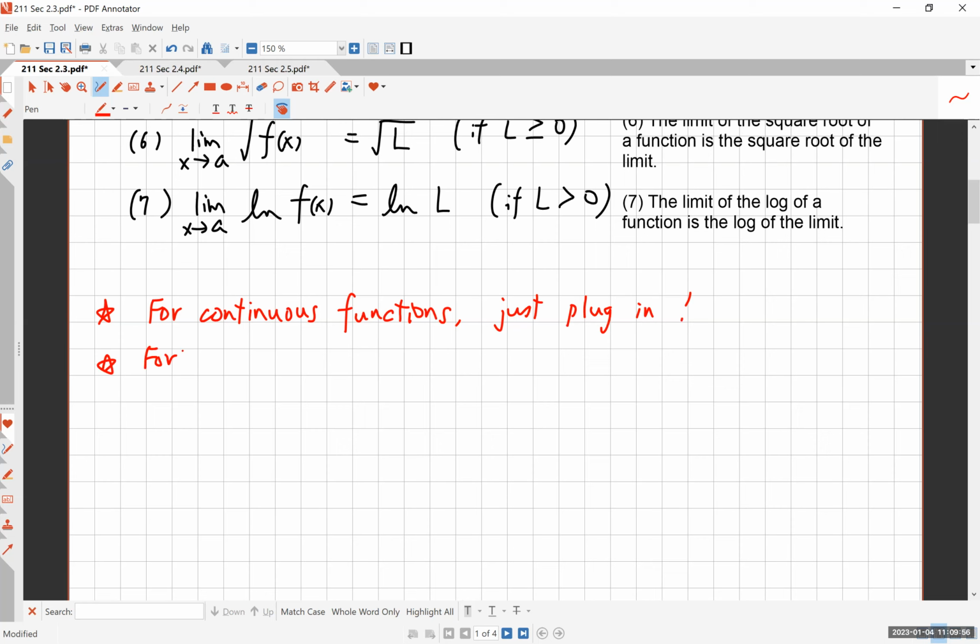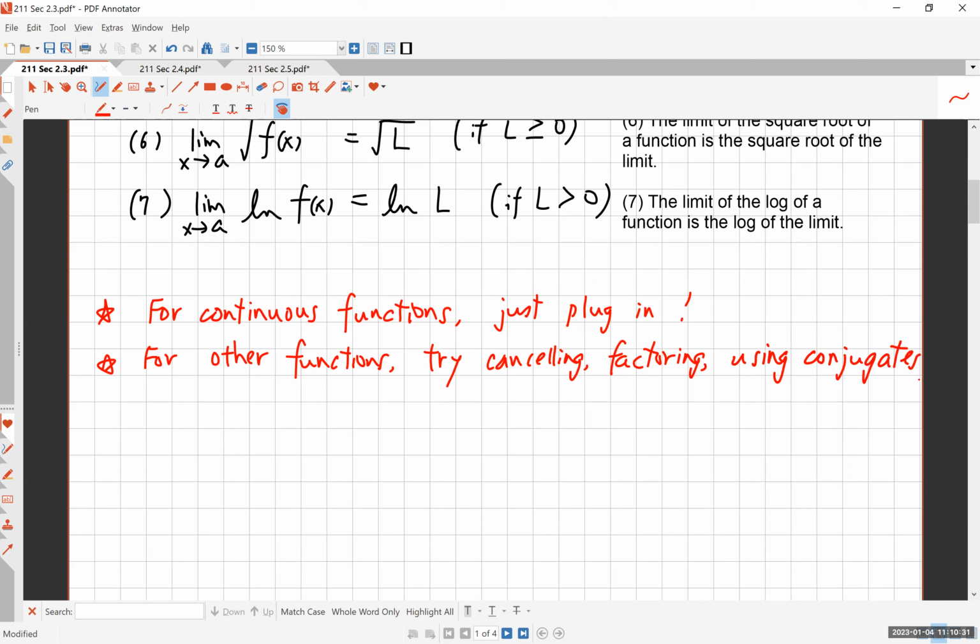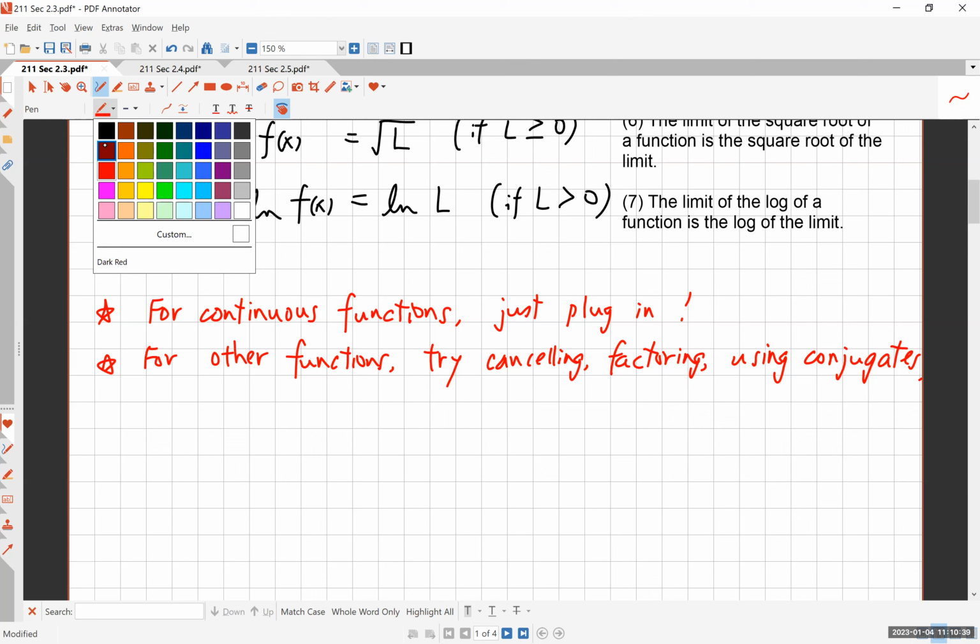These are practical tips for finding limits. For other functions, when you cannot plug in, or when you plug in and get things like 0 over 0, or things that don't make sense, try canceling. Maybe you can factor. Maybe use conjugates. I will tell you what conjugates are, and I think you'll remember many of the things you learned in algebra classes are going to be used to find these limits. And that's why you had to take algebra classes. All right, let's do some practice problems here.